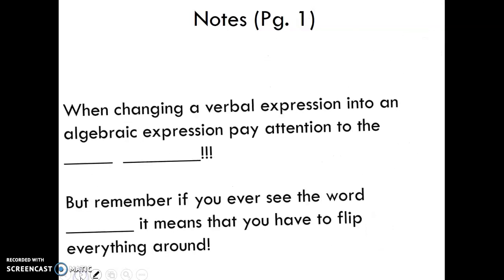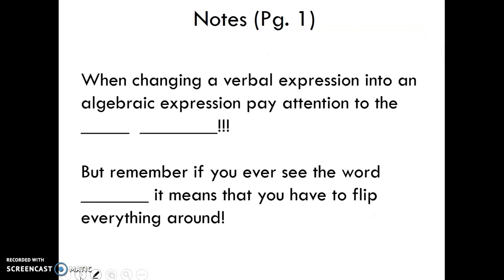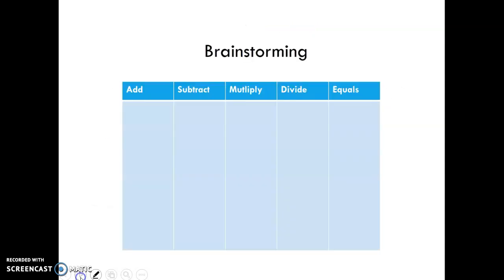All right, be sure to fill in your notes on your paper, but when changing a verbal expression into an algebraic expression, pay attention to the key words. Okay, we're going to talk about some key words. But remember, if you ever see the word than, it means you have to flip everything around. And we will practice with some of those as well.